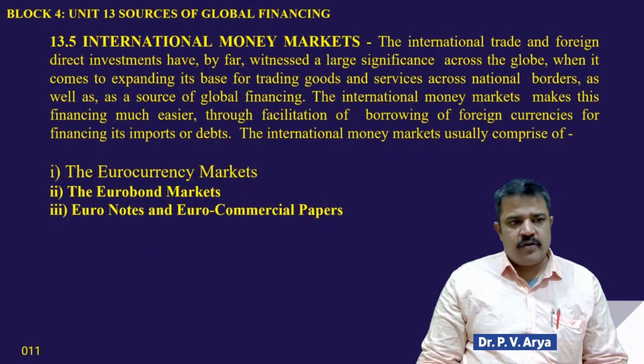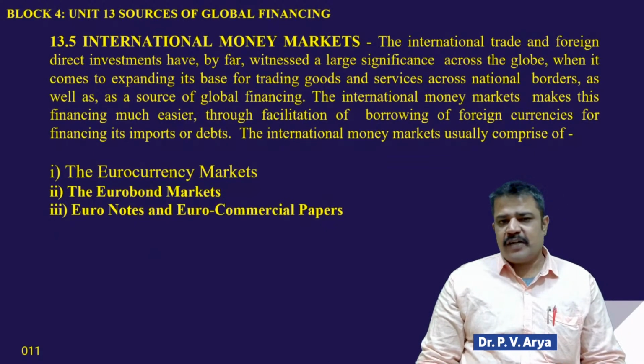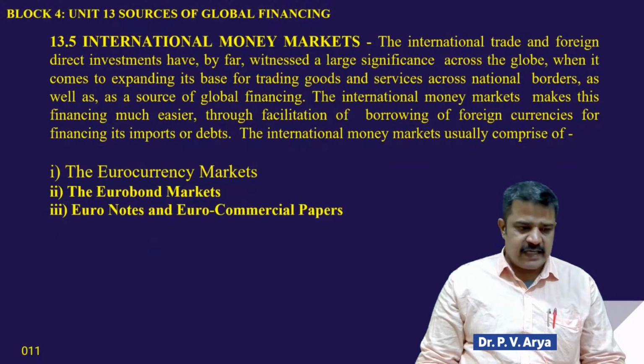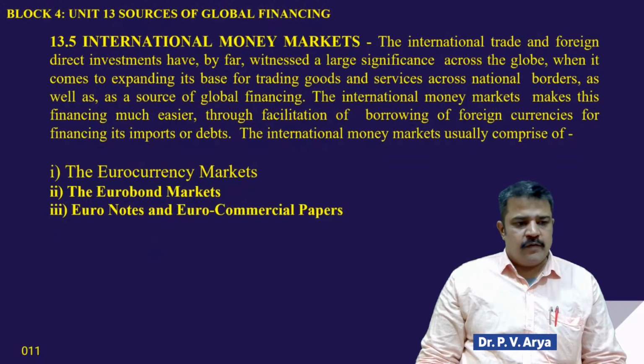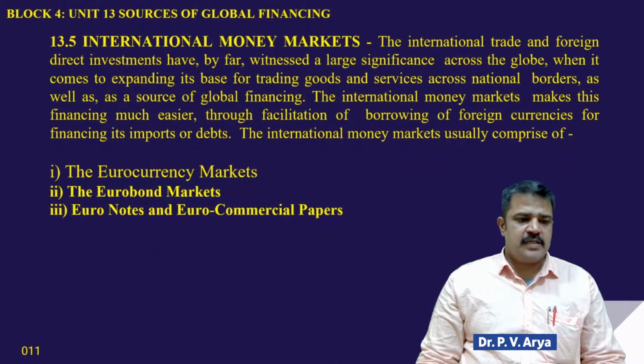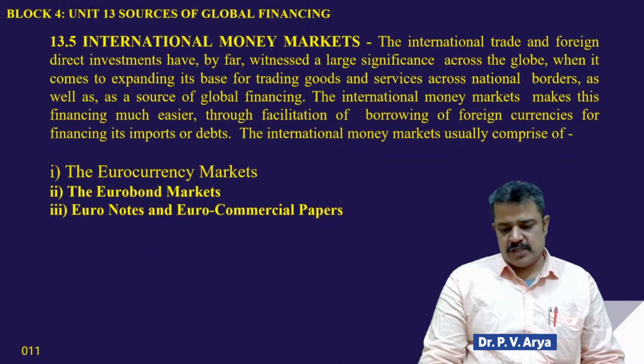Then there is the international money market. International trade and foreign direct investments have witnessed large significance across the globe, as far as expanding the base for trading goods and services across national borders is concerned. So it is a source of global financing. International money markets make this financing much easier by facilitating borrowing of foreign currencies for financing imports or debts. The international money markets usually comprise at least three different types: the Eurocurrency market, the Eurobond market, and Euro notes and Euro commercial papers.